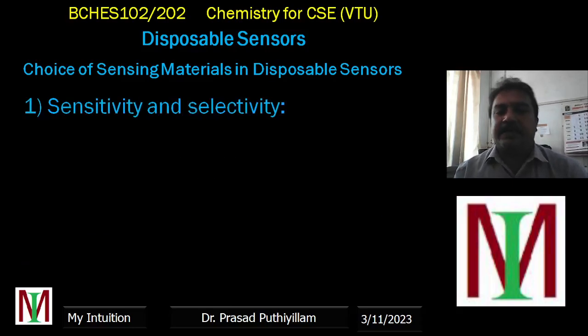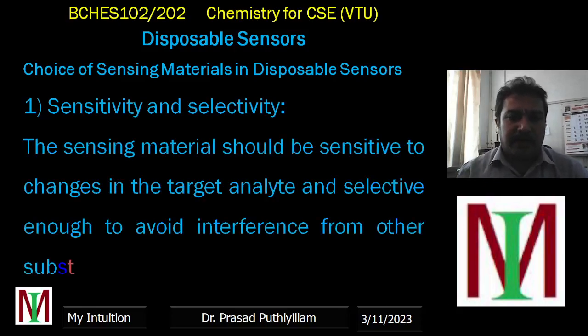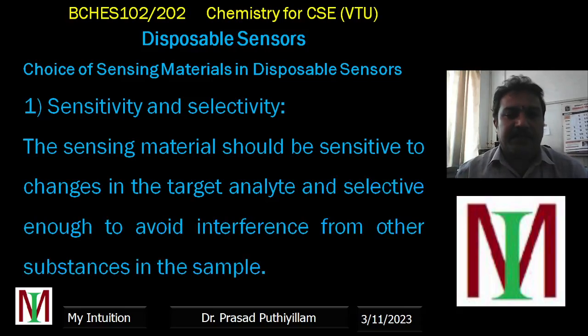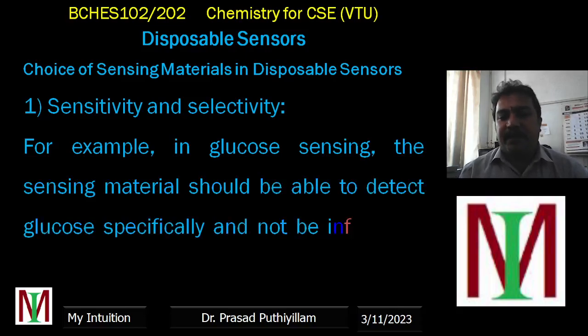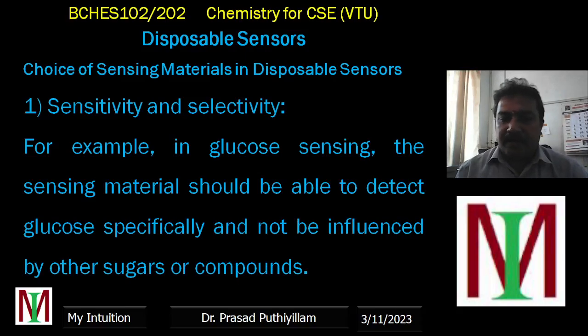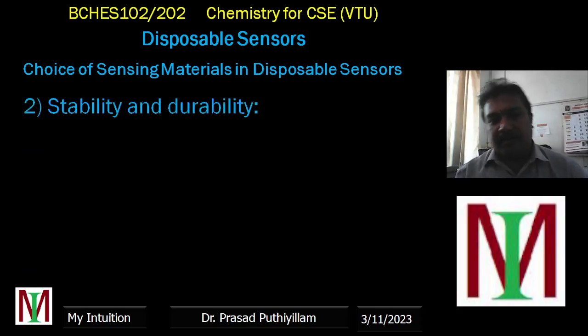Sensitivity and selectivity is one of the criteria we have to consider when identifying the sensing material. The sensing material should be very sensitive to changes in the target analyte. It should be selective enough to avoid interference from other substances in the sample. For example, in glucose sensing, the material should detect glucose and not be influenced by other sugars or similar compounds which may interfere. So we have to be very careful in selecting the material.